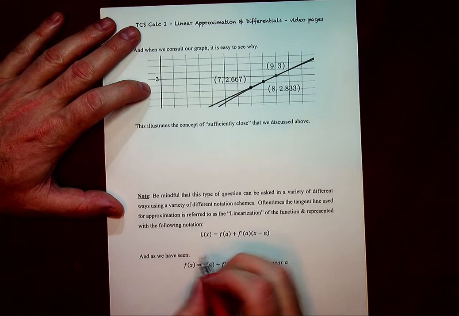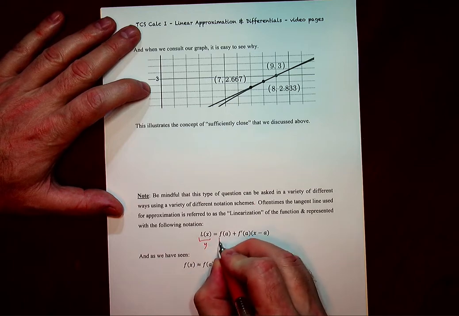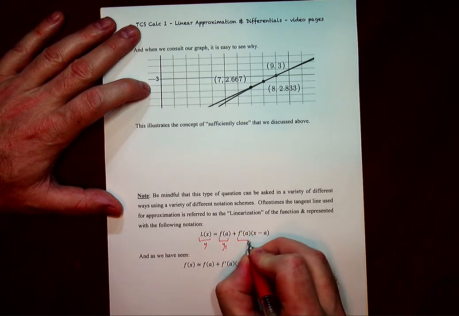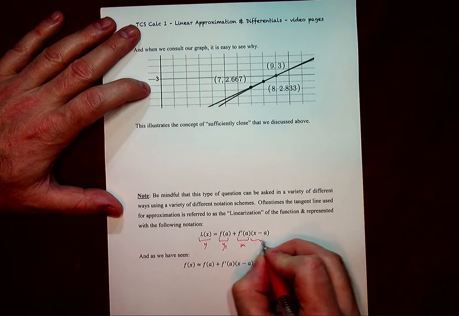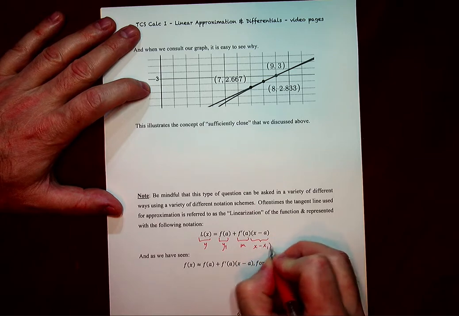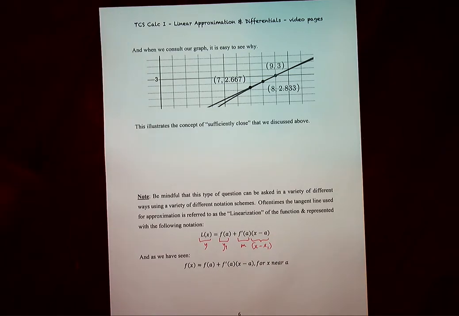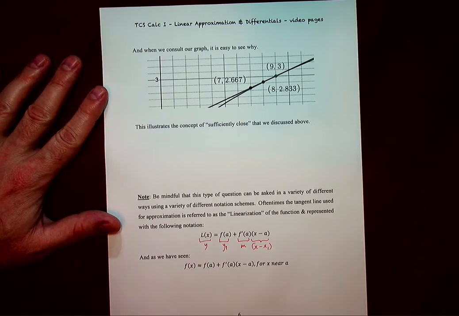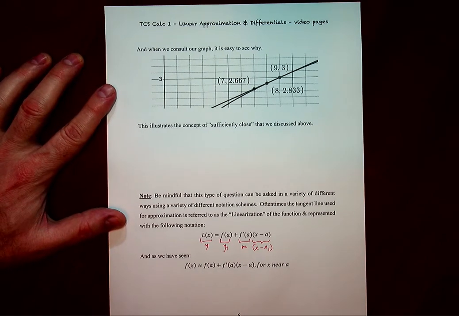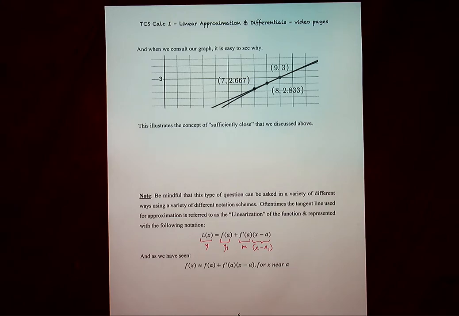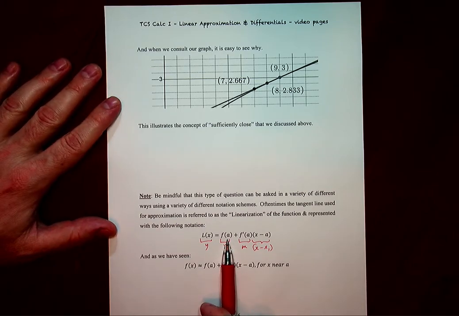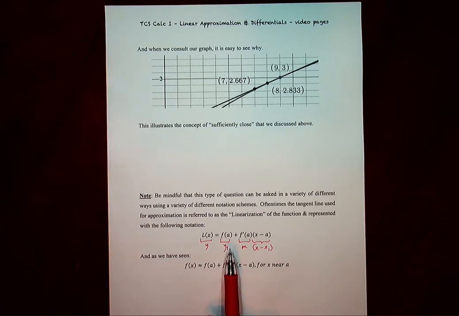Basically, this right here is your y, this right here is your y1, this right here is your m, and this right here is your x minus x1, right? So it's basically just point slope with the y1 pushed over to the other side, and they're trying to doll it up and make it look really fancy like it's a real formula, but it's something that you already know, okay? Sometimes A will refer to the value where the tangent line is anchored.